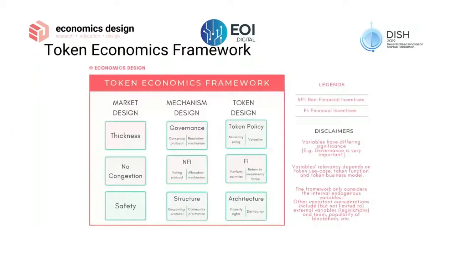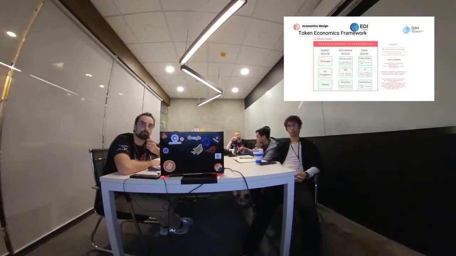This is the framework that I spent like 1.5 years creating. It's 3 different areas: market design, mechanism design, and token design. Market design is really designing the environment in which your tokens and your ecosystem will exist. So we can talk about thickness: how do I gather a lot of people there so I can start creating network effects? How do I reduce congestion so I can allow transactions to flow smoothly? How do I increase safety? Do I look at zero-knowledge proofs, advanced cryptography, or a very specific algorithm that allows people to feel safe with their transactions or with their token?